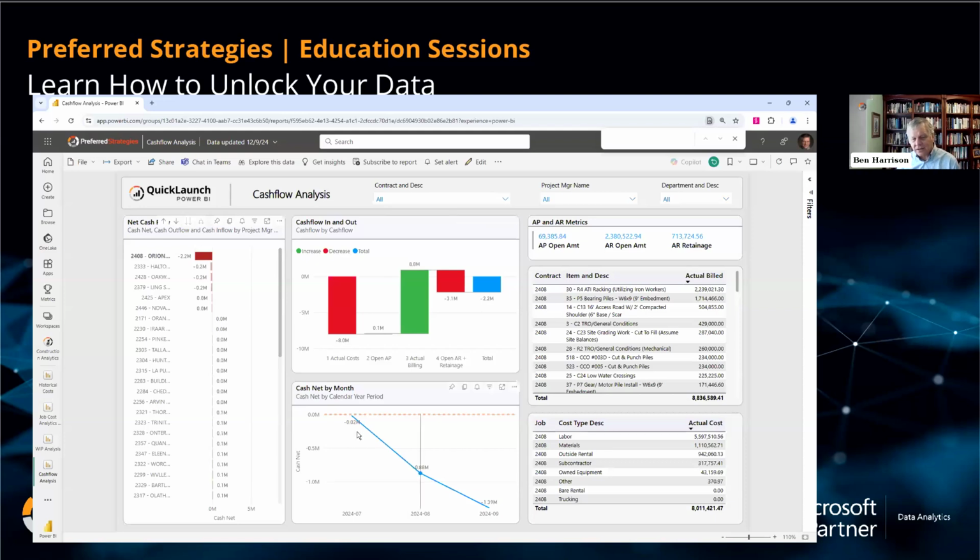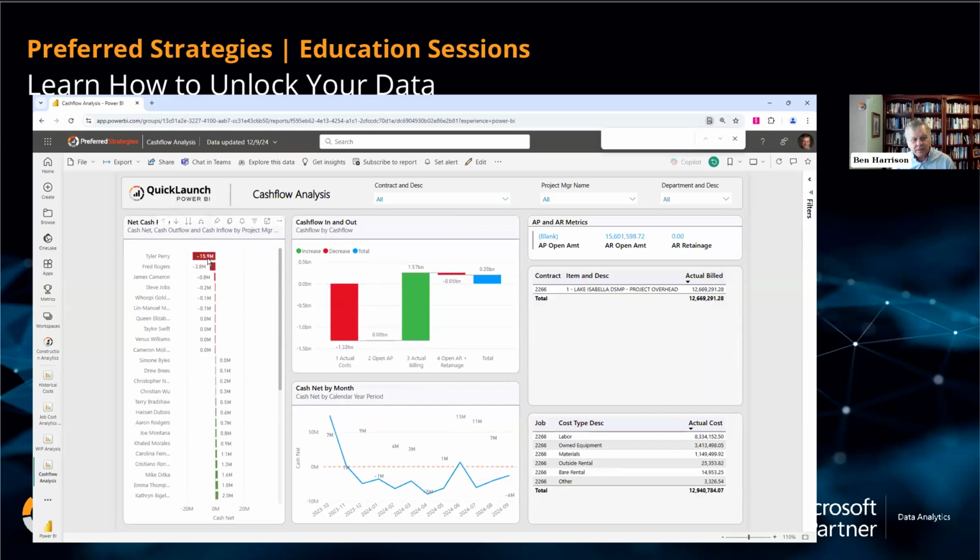And I can actually see down in this trend over time. Now, this is a month by month net, but so far this job has never been in a cash positive position. It's just been money spent, money spent, money spent. So that trend over time is also going to help me understand a bit more about this. Let me drill back up to show the bigger picture on that cash flow over time.